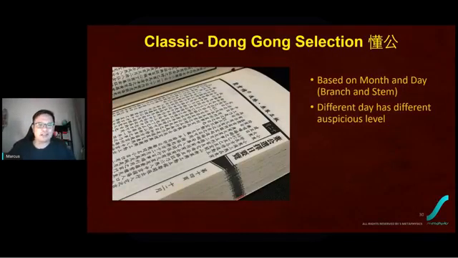Uncle Tong, okay, Tong Gong Gong. So this Tong Gong, to me, I use it a lot, because I have tried it and I do see a huge effect in terms of differences. I will not be going in depth, but just to let you know, it's based on the month and day, on the day branch and stem. Different days have different auspicious levels.